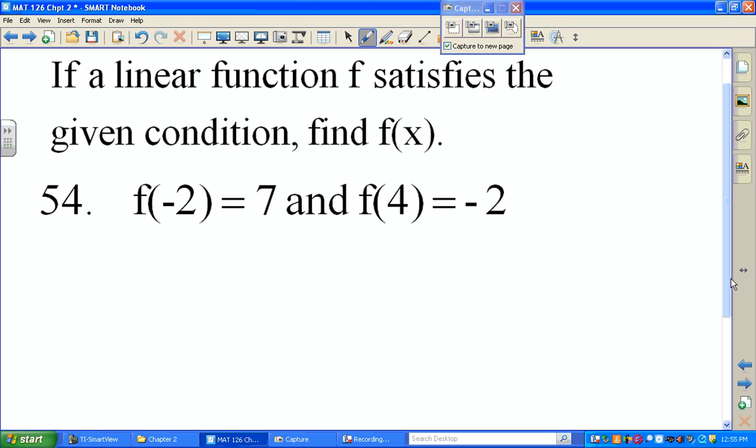Yeah, that was a difference quotient, by the way. You have to know that that's the difference quotient, f of x plus h minus f of x all over h. Can you remember that? Good. All right, so f of negative 2 equals 7, f of 4 equals negative 2. How do you find the equation of a line?